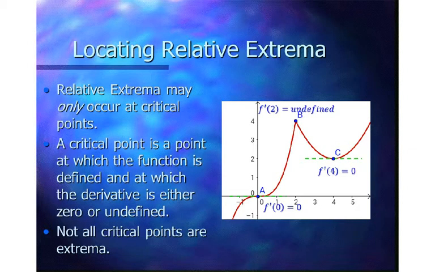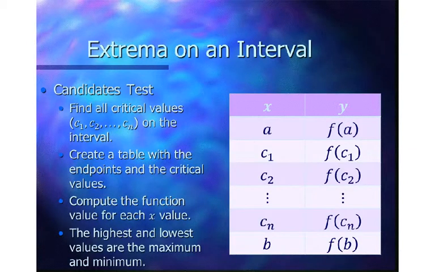And we notice that we also have this one place where the derivative is undefined at point b, when x equals 2. Notice that b would be a relative maximum and c would be a relative minimum, but a is neither. Not all critical points are extrema. All relative extrema must occur at critical points, but not all critical points are extrema.